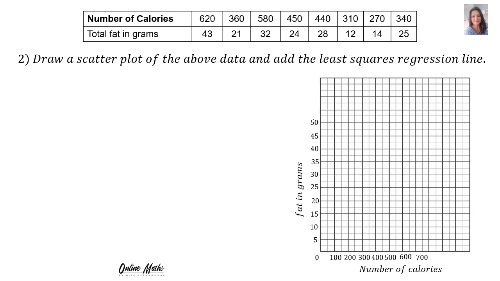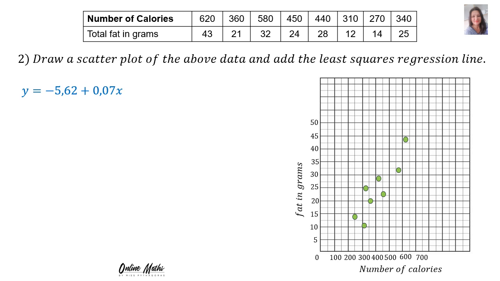Question 2 wants us to draw a scatter plot of the above data and add the least squares regression line. So we can start with plotting the coordinates: 620, 43; 360, 21; 580 and 32; 450 and 24; 440 and 28; 310 and 12; 270 and 14; 340 and 25. Then we include the equation of the least squares regression line.